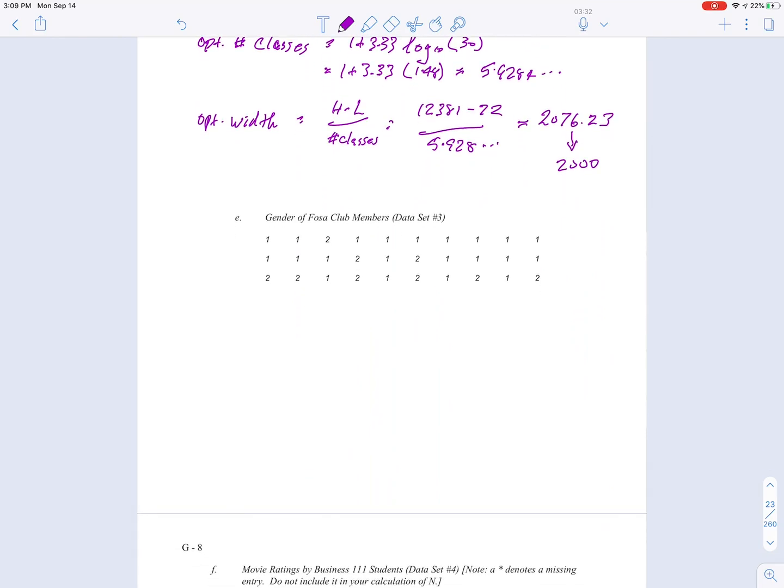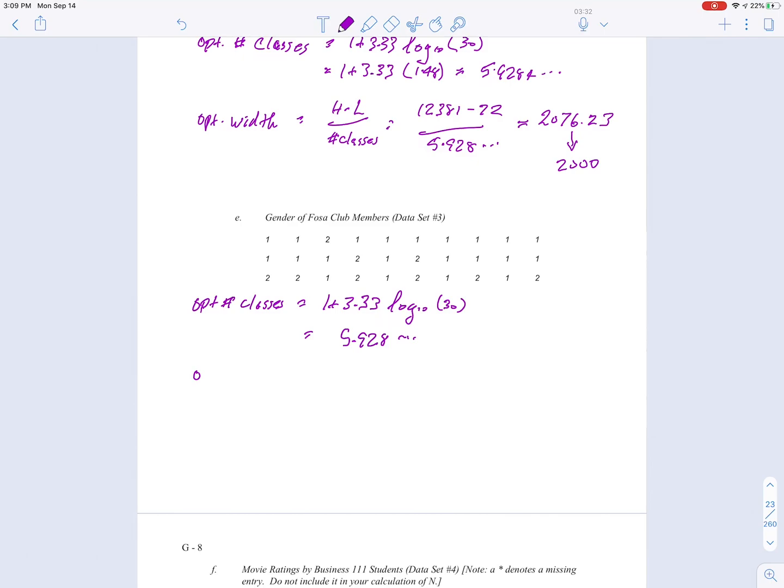All right, so we're taking a look at the gender of Fosa club members. And so if we use Sturgis method, we would have the optimal number of classes equal to 1 plus 3.33 times the log base 10 of, and I think that is, there's 30 of them, just like above. And so that's going to be 5.928, which we've calculated before.